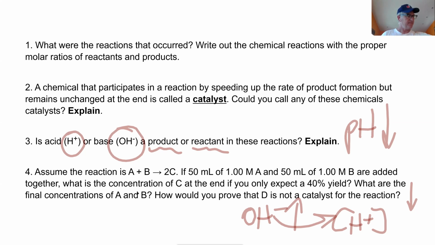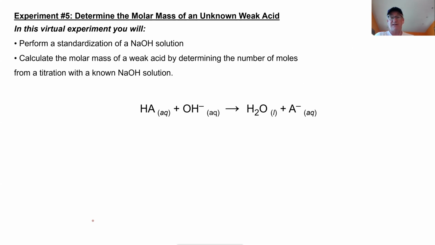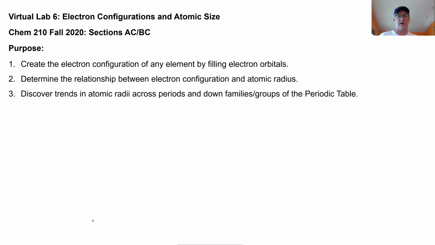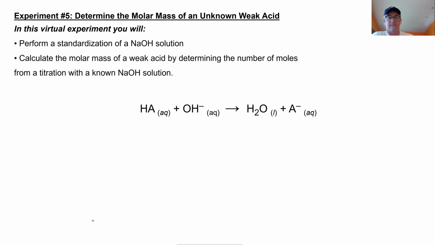So we've gone through 4. Does anyone have any questions on the last 2 before we go? Because we've been here almost 2 hours. Is there anything on the last 2 labs you want to discuss before we call it a day? So 5 is the molar mass of an unknown weak acid, and 6 was the electron configurations and atomic size. So any questions you want to review on either 5 or 6?